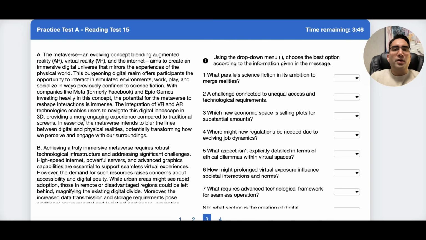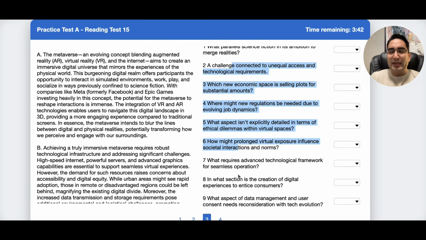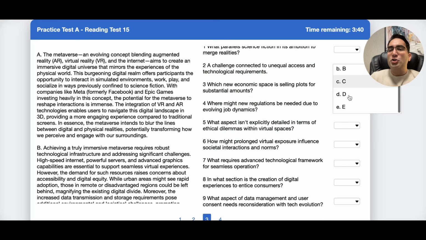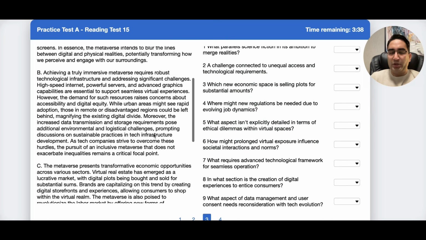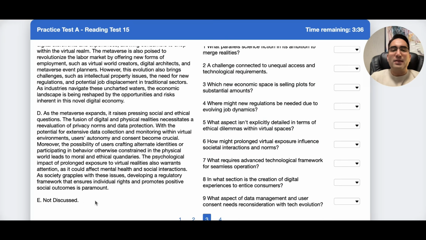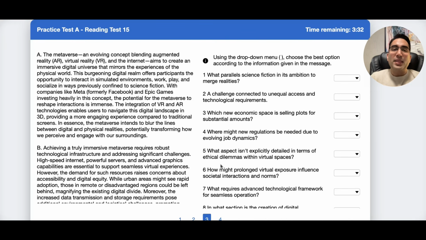Let's get into the first strategy. Let's look at part 3. Part 3 is where you have paragraphs on the left-hand side and you have questions on the right-hand side. You have to pick which question matches which paragraph. If something does not match, you put E, not discussed. Now, hopefully you know that format. Moving on to strategy number 1.